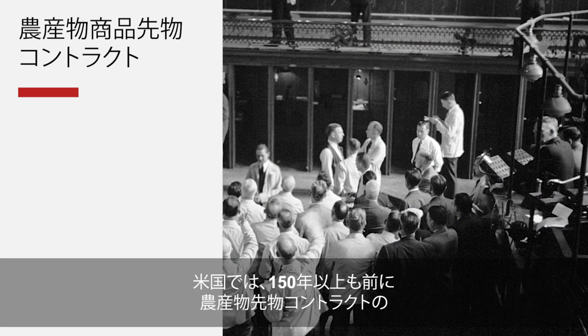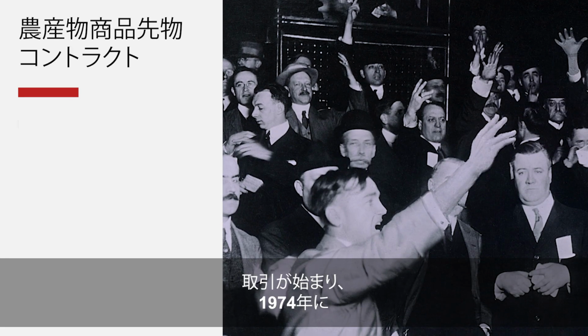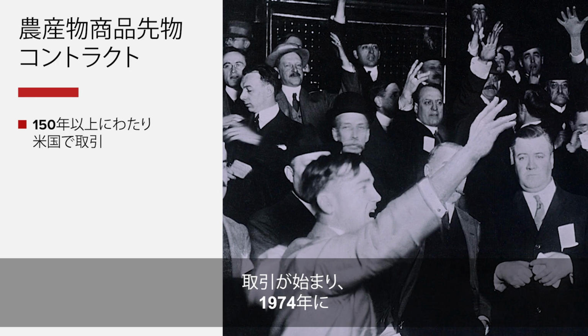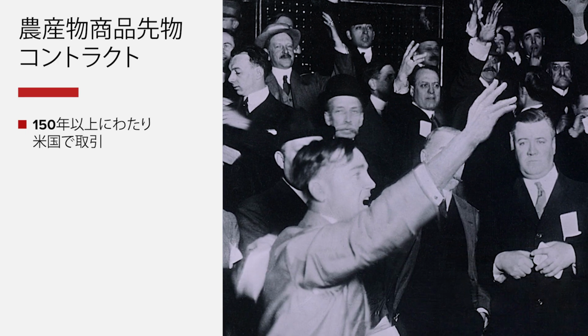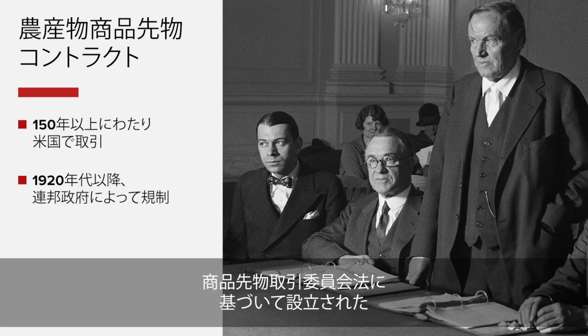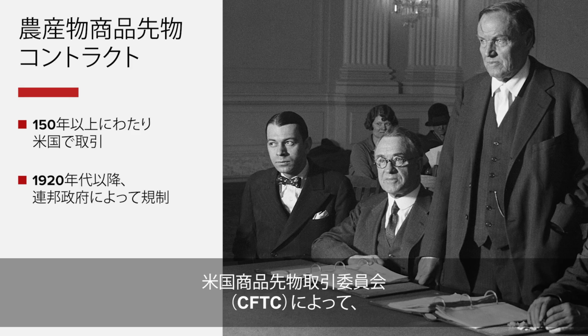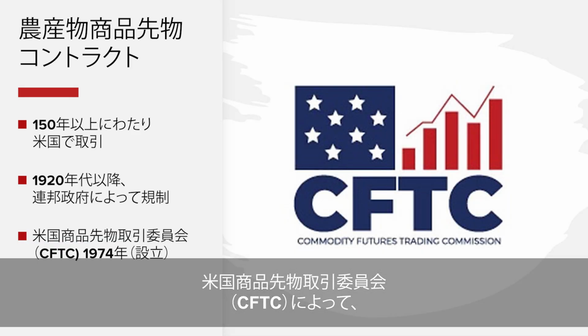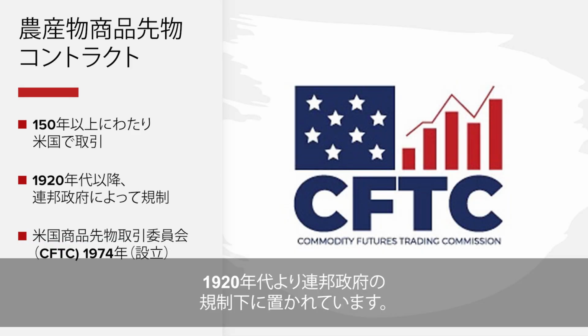Futures contracts for agricultural commodities have been traded in the United States for more than 150 years and have been under federal regulation since the 1920s, namely by the Commodity Futures Trading Commission, or CFTC, which was established in 1974 under the Commodity Futures Trading Commission Act.